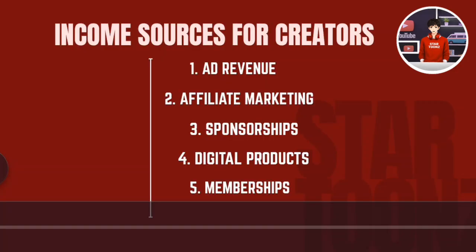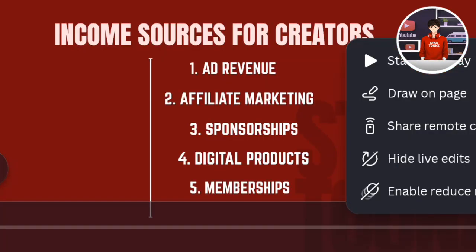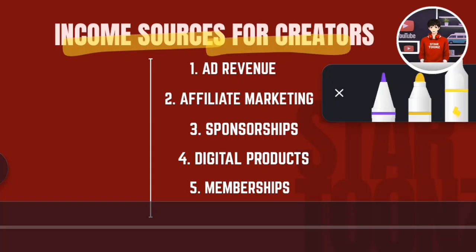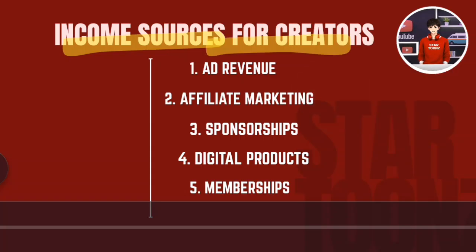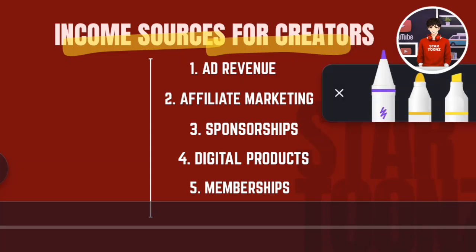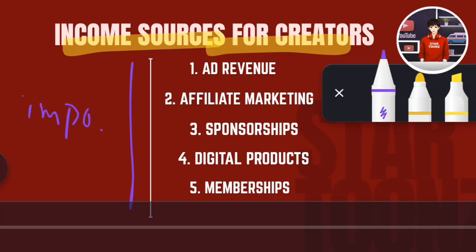One of the biggest mistakes beginners make is thinking that AdSense is the only way to earn money on YouTube. In reality, successful creators usually have multiple income streams. The first income source is ad revenue. This is what most people know about. When ads appear on videos, creators receive a share of the advertising revenue. The second source is affiliate marketing. For example, if you recommend a product and someone purchases through your link, you earn a commission.